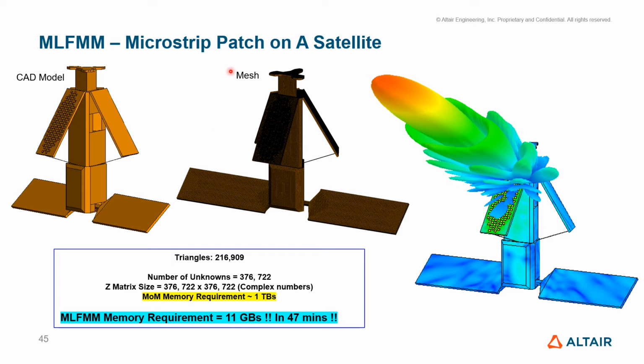And this is the mesh at that frequency, 1.62 gigahertz. Now the number of unknowns. The triangles are going to be 216 or 217,000 triangles that result in 376,722 unknowns. If you were to solve this in method of moments, it would take 1 terabyte. Because we're not talking about the time here. Time could be even higher, much more than what we can think of.